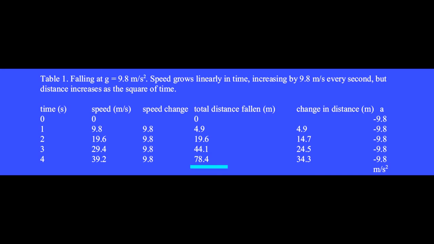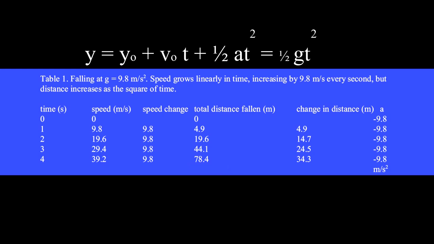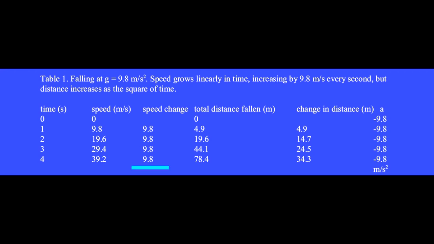This column has the total distance fallen. This distance is changing quadratically in time. When dropped from rest at the origin, the distance fallen is given by y equals 1/2 gt squared. The change in speed from second to second is constant, but the change in distance is growing quadratically in time.